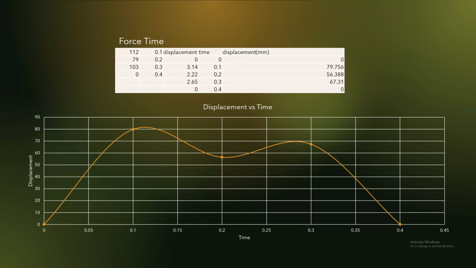So how I made my graph: I first got my displacement times 3.14, 2.22, 2.65, and 0, and I multiplied it by 25.4 to convert it to the displacement which I need, and I put it in a displacement graph. So I kept it on there.